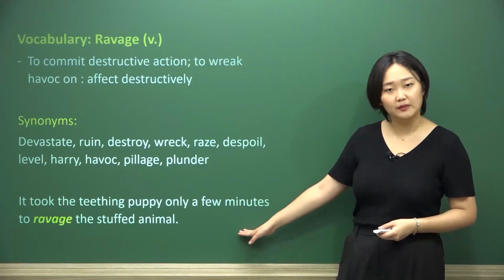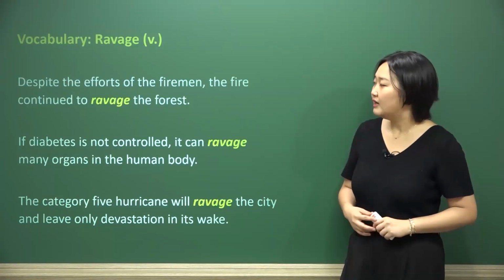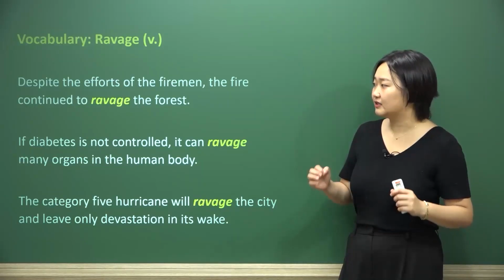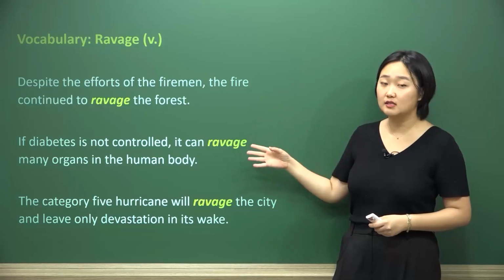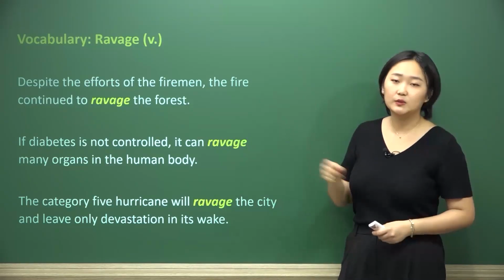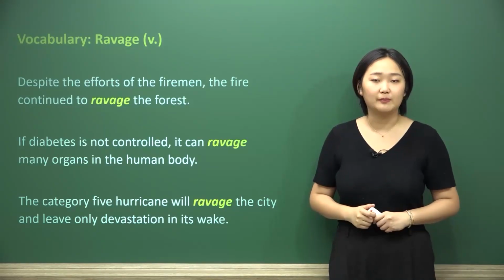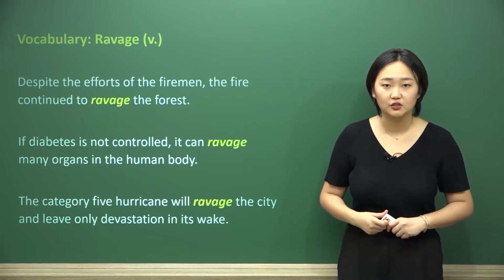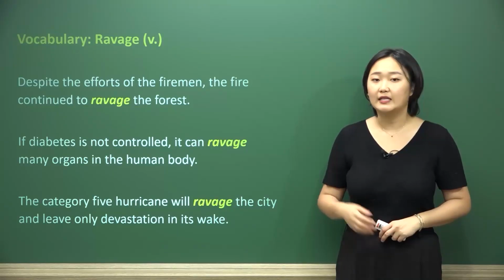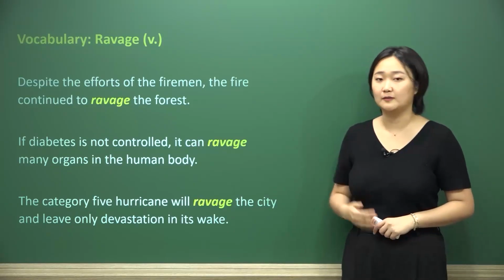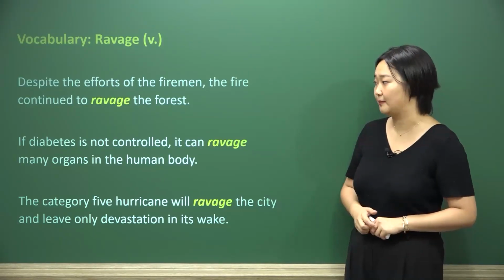It's only going to take them a few minutes to do this too. Despite the efforts of the firemen, the fire continued to ravage the forest. And so once more, creating destruction, fire causes a lot of destruction already, but since we're using the word ravage, we can also assume that maybe this fire is very out of control. It's going to be a very large fire. It's not going to be something small or simple. It's going to be one that's so big that it's hard to manage and control even for the firemen.